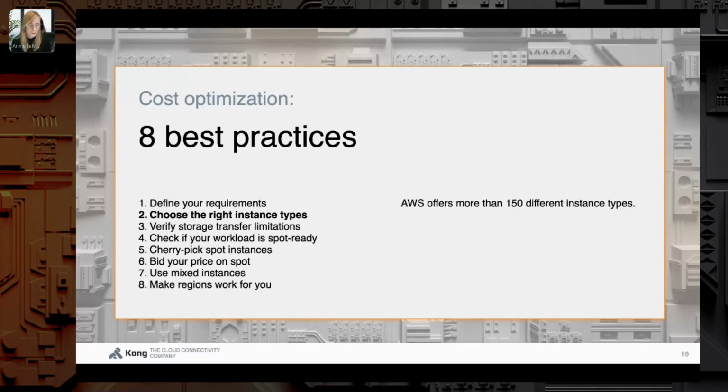So to the second one, which is choose the right instance types. As mentioned here, AWS offers more than 150 different instance types, so it's quite a lot. There's really no denying that compute resources are the biggest line item on your bill.